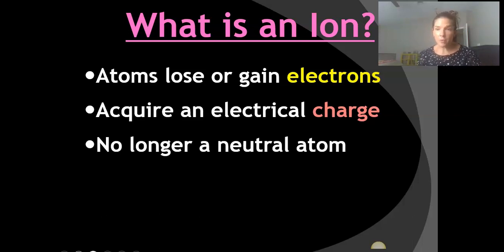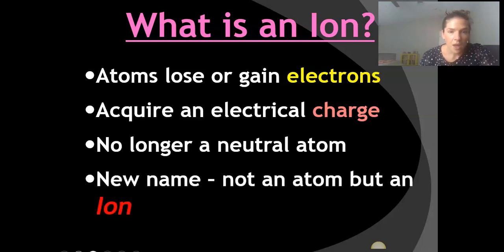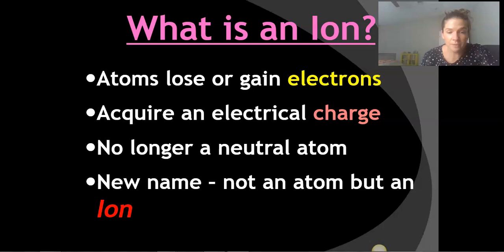A neutral atom, remember, is when your number of protons equals your number of electrons. When we've created an ion, protons and electrons are no longer equal. All right, so it's no longer an atom, but now it's considered an ion. That's the new name given.